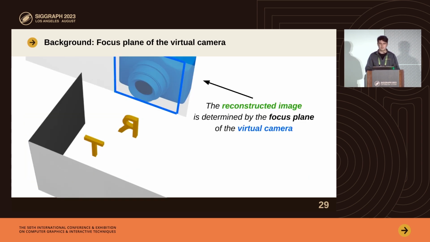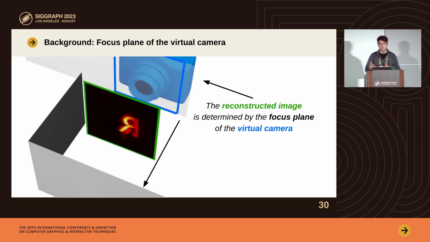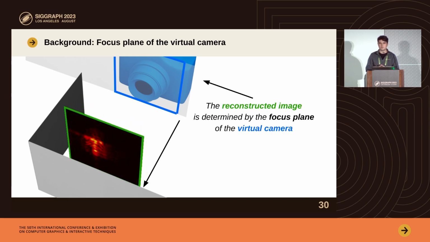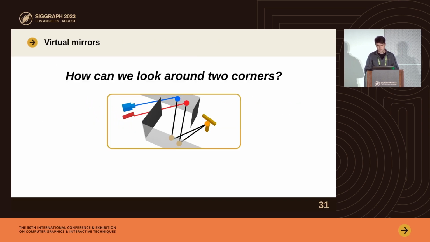This virtual camera behaves just like a real camera, so it also has a focus plane. An important part that you need to know is that the position of this focus plane determines what is seen on the final reconstruction. In this scene, for example, we have an R and a T letter, and the position of the focus plane determines which letter is seen in the final image. We will use this important fact later. So, how can we use this phasor field framework in order to look around 2 corners?